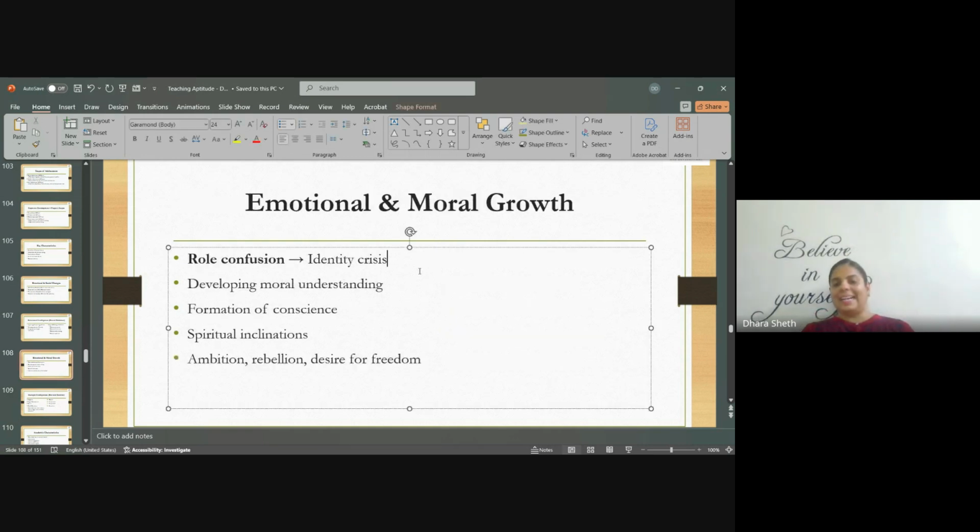Role confusion, identity crisis happens. They start developing moral understanding, conscience, their inner voice, it starts developing. Your spiritual inclination happens. Till now, you were doing what your parents were doing. But now, you start questioning God. You start thinking whether you trust God or not. Ambition, rebellion, and a desire for freedom. Okay?